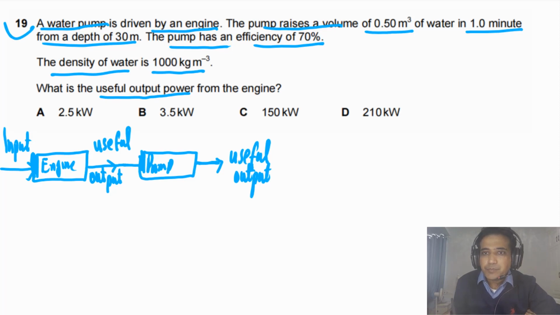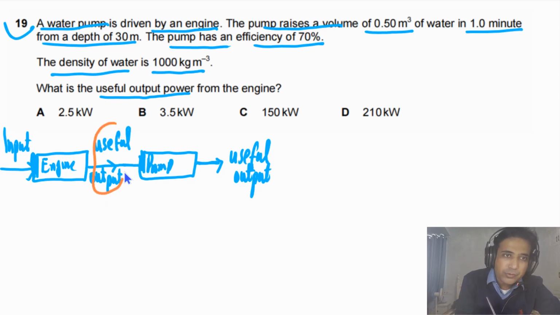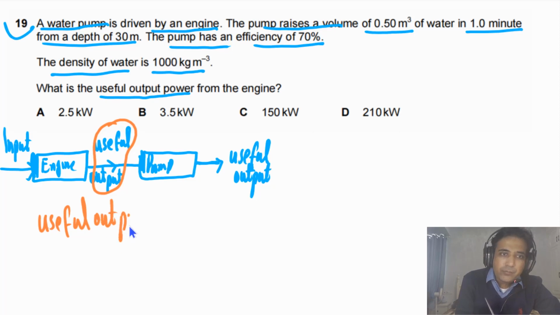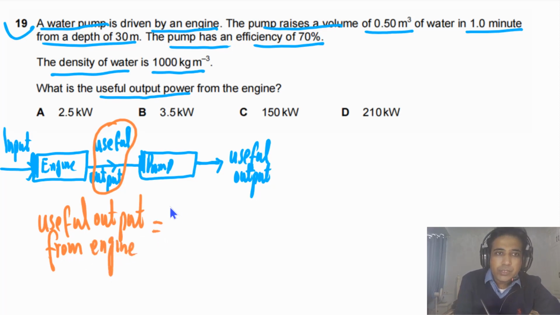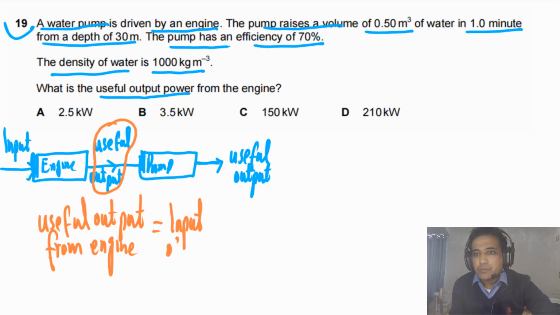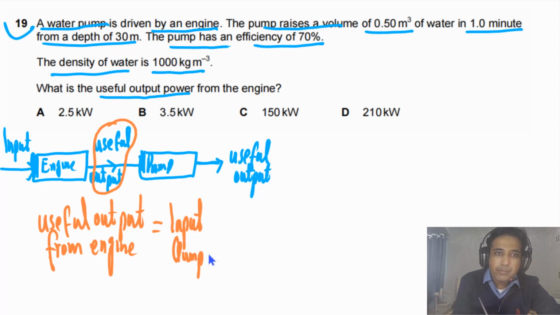In this case, the useful output from the engine is equal to the input of the pump. So this is the input of the pump, and this is what we need to calculate. The question is asking us to calculate the useful output power from the engine, so it means we need to calculate the input power to the pump. Input power we need to calculate, but in this case we have the useful output power for the pump.